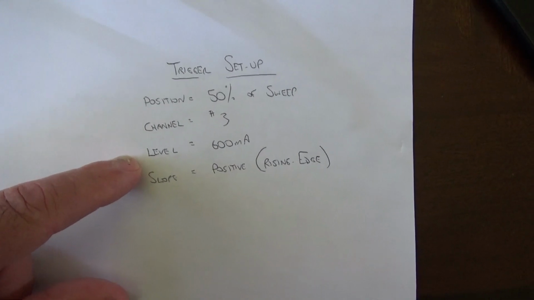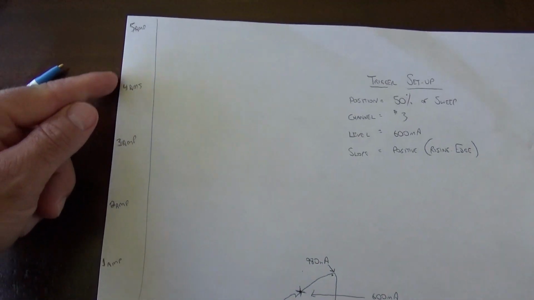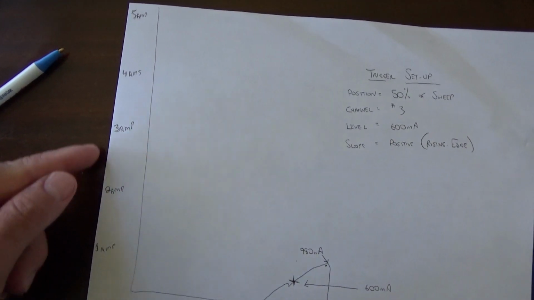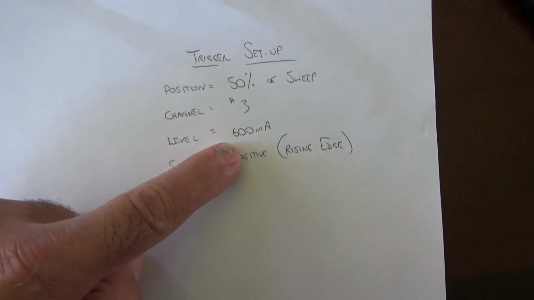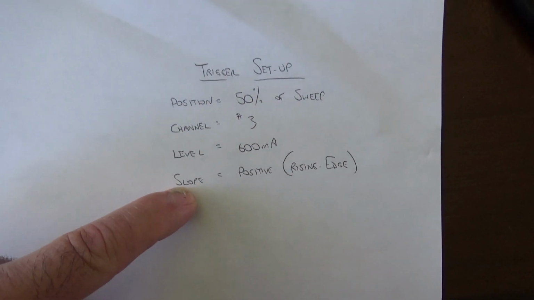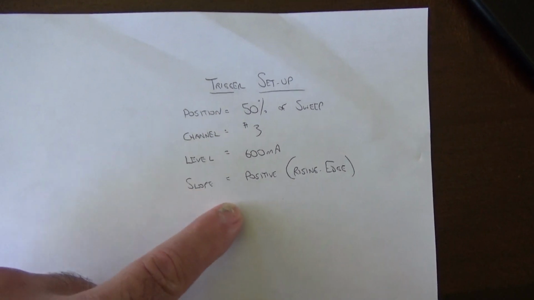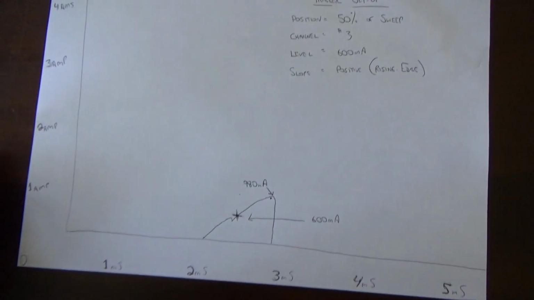The third aspect is level. In this case, since we're testing in a domain for amperage, we're going to choose an amperage level we wish to capture data from. In this case, I chose 600 milliamps. And the fourth aspect, of course, is slope. In this case, a positive slope, or the rising edge of the waveform, rather than a falling edge.